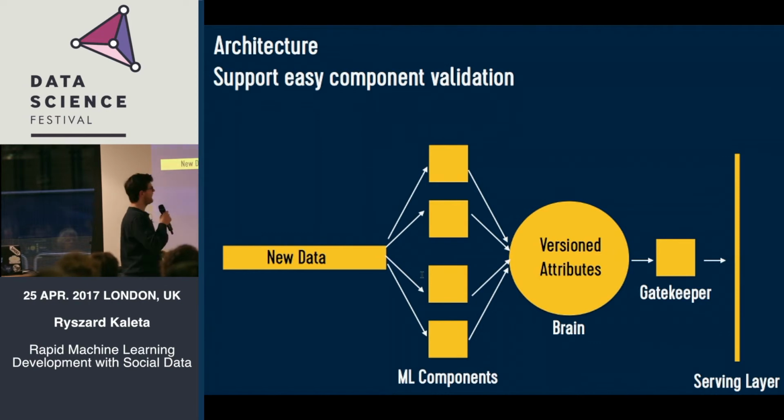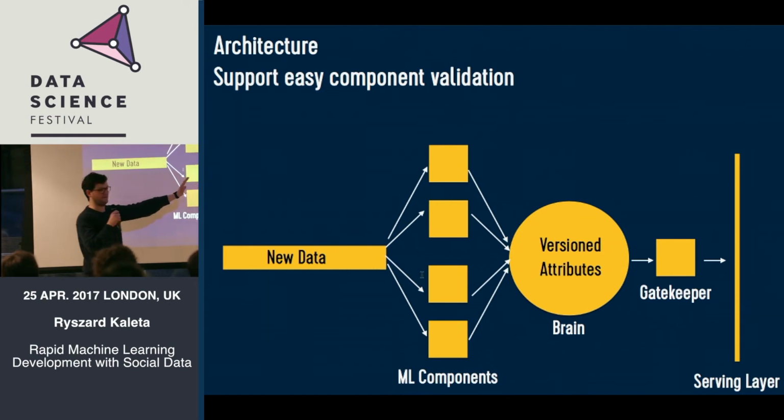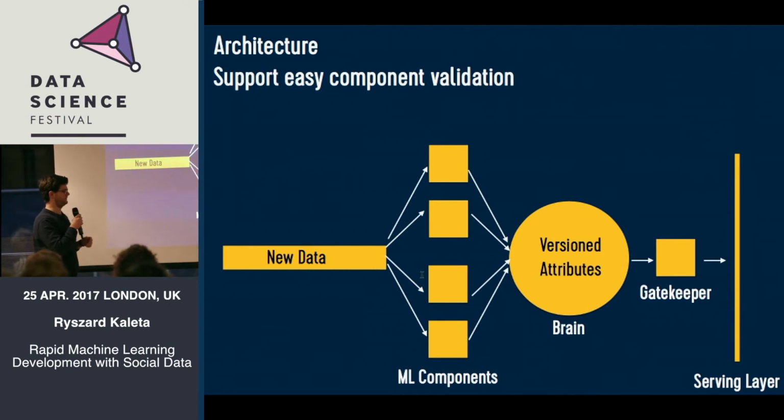learning components. And the advantage of them being independent is that it allows us to push data through them to evaluate their performance without having to run the entire pipeline end-to-end, which would be both more costly and also more time-consuming. These individual components sync versioned attributes to our brain, our data store, and then the gatekeeper can expose some of these attributes to our customers via the serving layer for them to filter on.